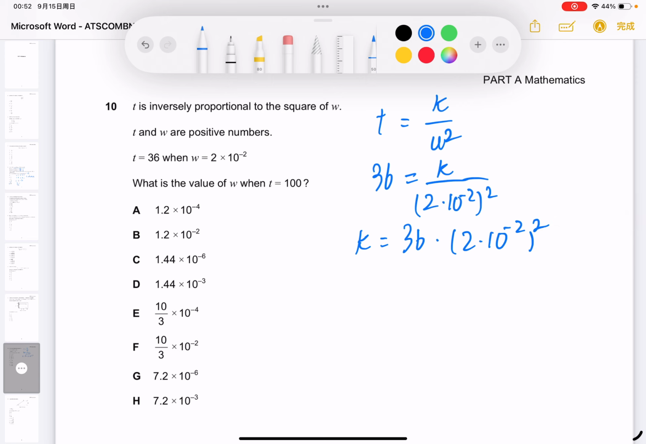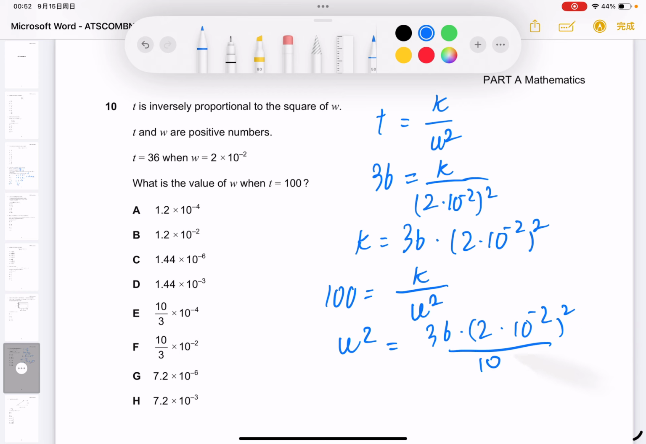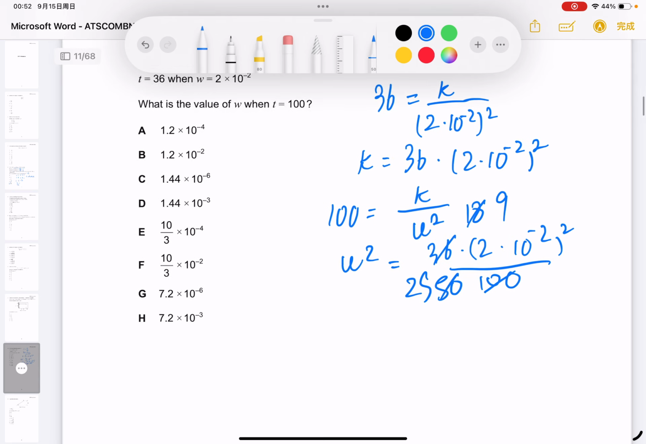You might be tempted to solve for the actual value of K, but I suggest you not to because you have limited time. Okay, now let's move on. So when T is 100, what's the value of W? Okay, W squared equals 36 times 2 times 10 to the minus 2 squared over 100. And we can do some simplification. So this is why I told you not to calculate the value too soon.